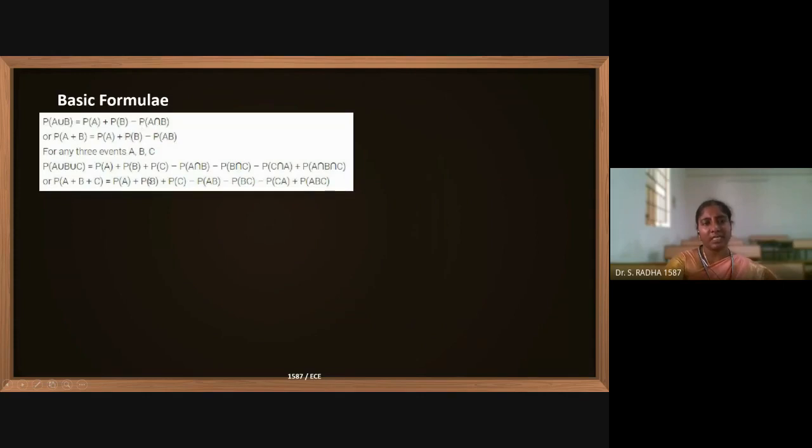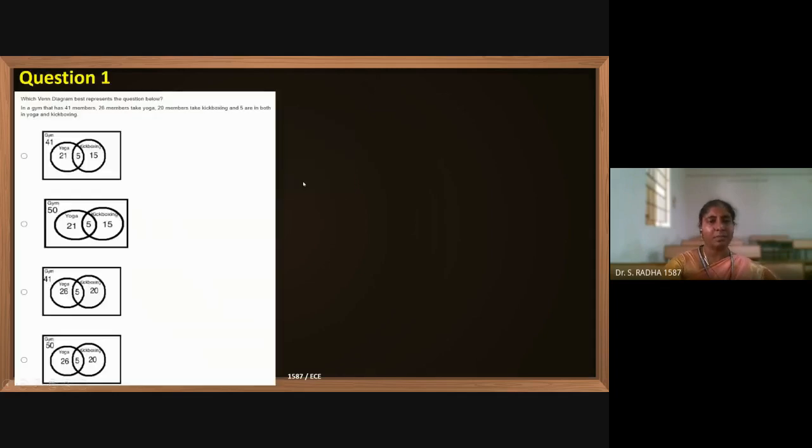If three variables are there, probability of A union B union C is nothing but probability of A plus probability of B plus probability of C minus probability of A intersection B minus probability of B intersection C minus probability of C intersection A plus probability of A intersection B intersection C. So wherever union is there, we can use plus as an option, and wherever intersection is there, we can use multiplication as another option. These two formulas are one and the same, and they represent the three variable case. These formulas hold good both in probability as well as Venn diagram cases.